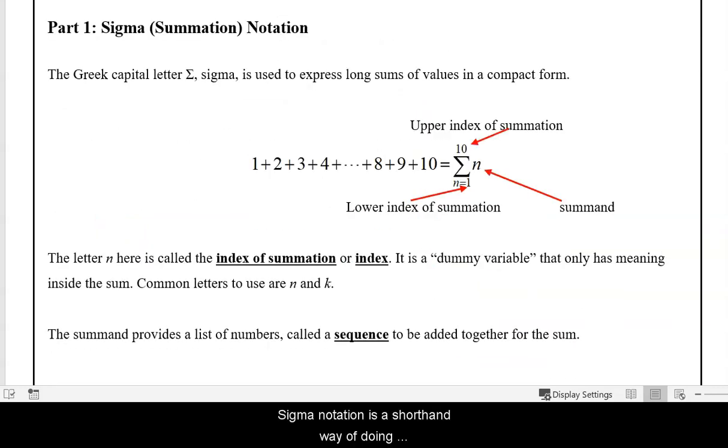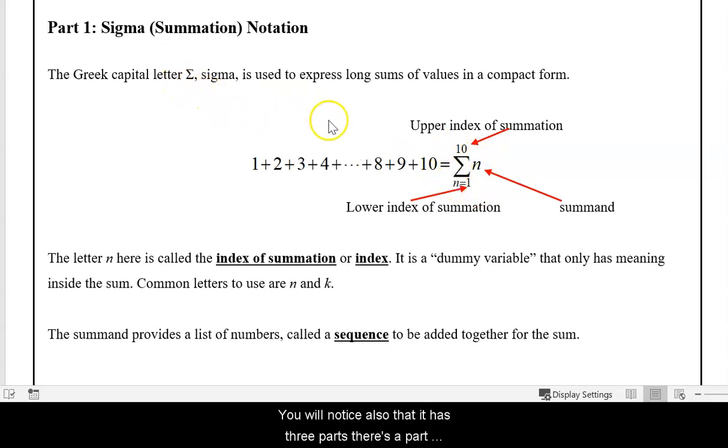Sigma notation is a shorthand way of doing repeated addition in a particular pattern. There are several parts to it. First, note that we use the Greek letter sigma, the uppercase Greek letter, which is the letter S in the Greek language. Sigma looks like this symbol right here in the center.